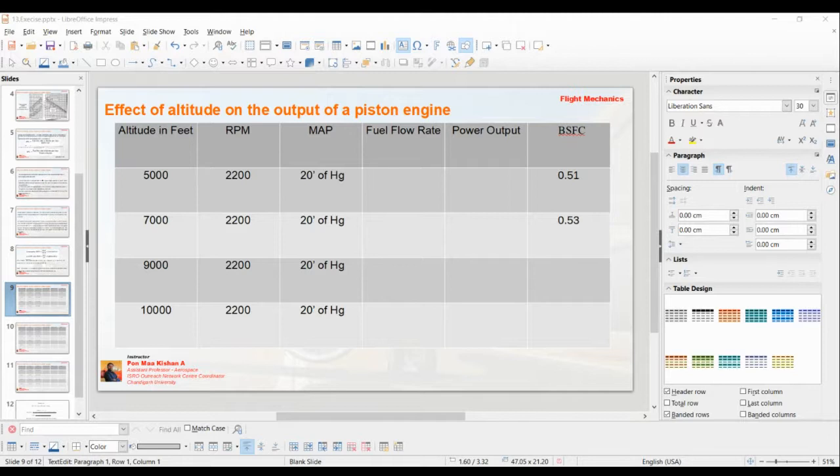Good, Sudha, good, good. Next, 9,000. Kindly calculate for 9,000.